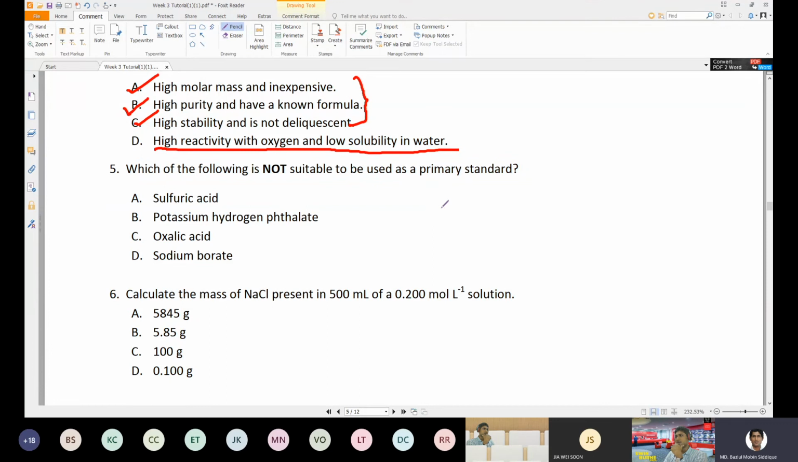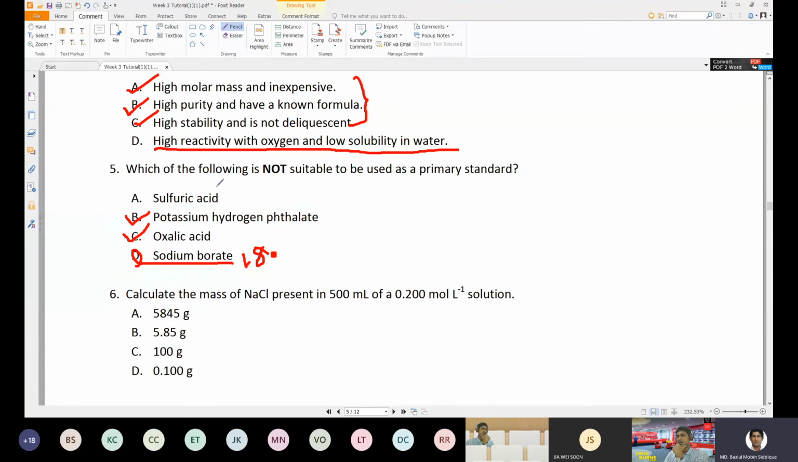Which of the following is not suitable to be used as a primary standard? We know that sodium borate, although there are 18 molecules of water in one molecule of it, is quite stable. It's very stable, and it can be used as a primary standard. Oxalic acid can be used as a primary standard. Potassium hydrogen phthalate can be used as a primary standard.